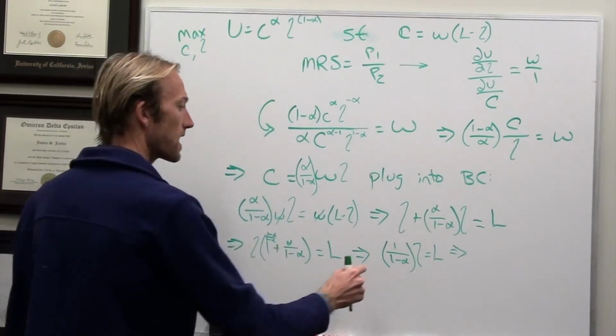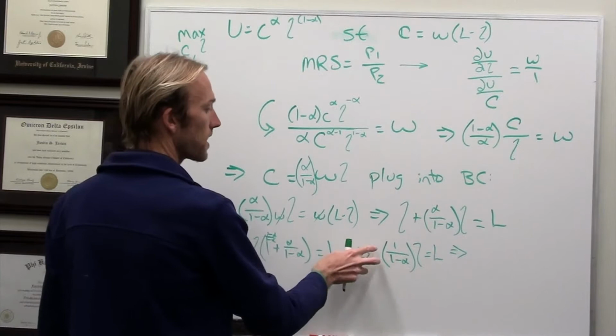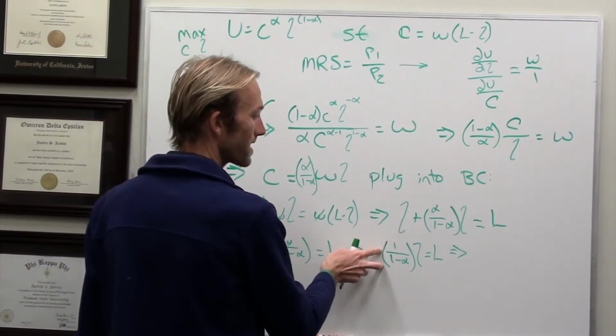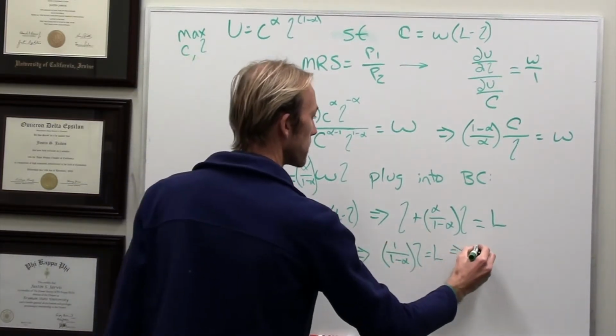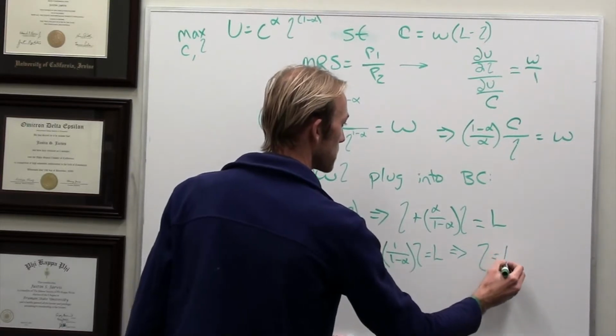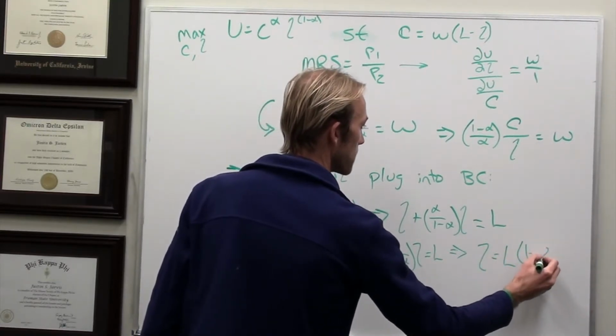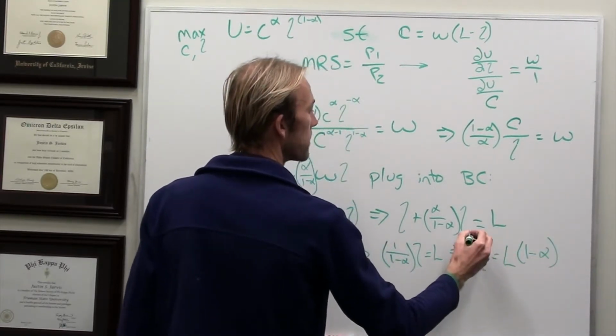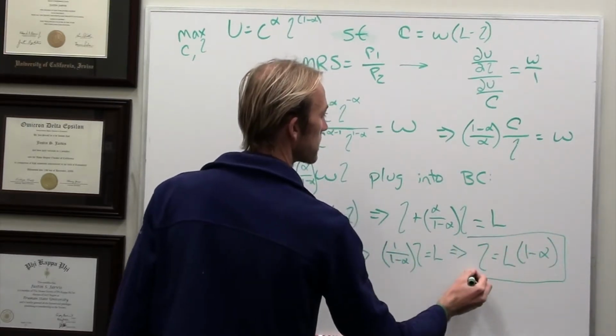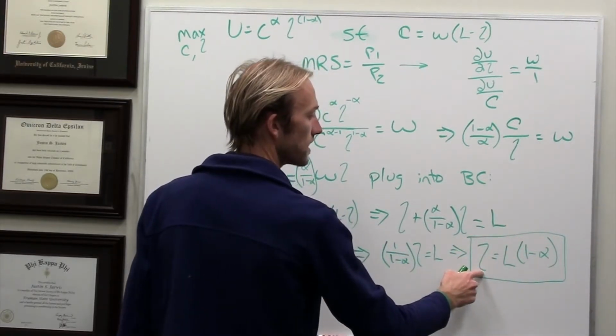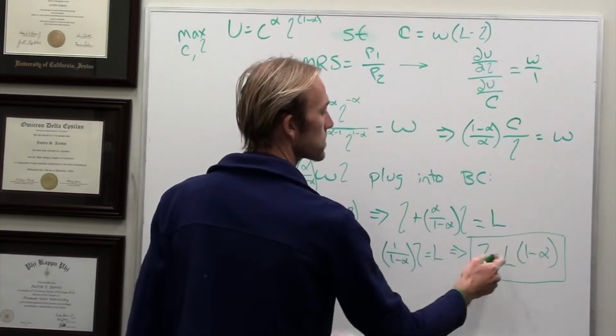This implies that I need to divide both sides by 1 over 1 minus alpha, which is the same as multiplying both sides by 1 minus alpha. So I have leisure is equal to cap L times 1 minus alpha. Okay, this right here is all done. It's my endogenous leisure in terms of just exogenous variables.